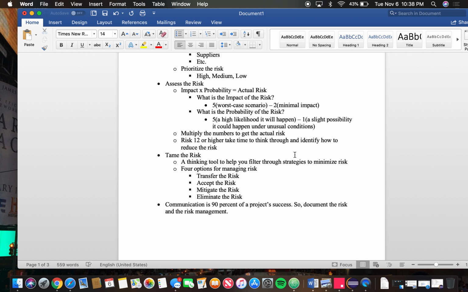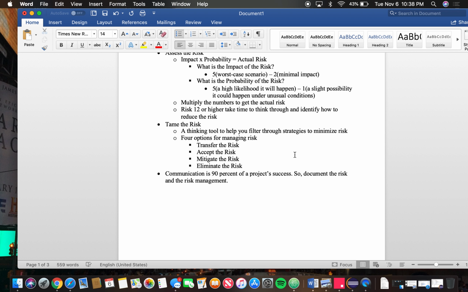For a risk of 12 or higher, take time to think through them and identify how to reduce the risk. Those are risks where, hey, this could happen or this is an awful scenario, and if this happens, we need to know what to do or we need to avoid it at all cost. So next, it's tame the risk, a thinking tool to help you filter through strategies to minimize your risk.